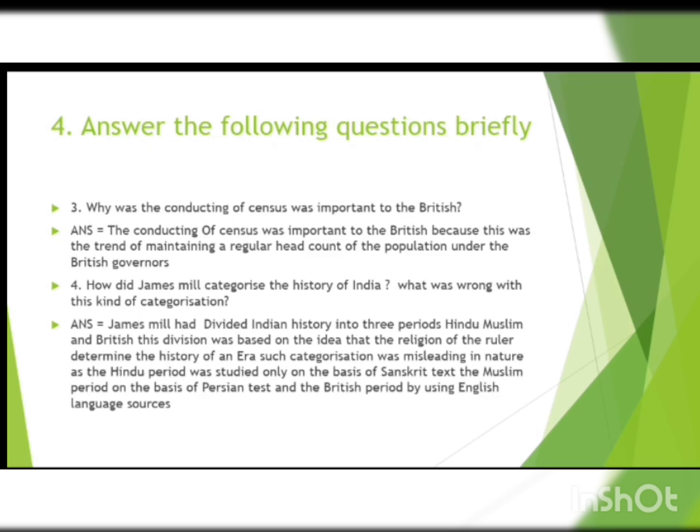Fourth, how did James Mill categorize the history of India? What was wrong with this categorization? Answer, James Mill had divided Indian history into three periods: Hindu, Muslim, and British. This division was based on the idea that the religion of the ruler determined the history of an era. Such categorization was misleading, as the Hindu period was studied only on the basis of Sanskrit texts, the Muslim period on the basis of Persian texts, and the British period by using English language sources.